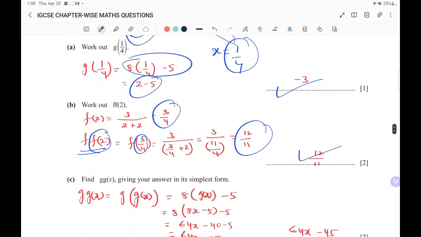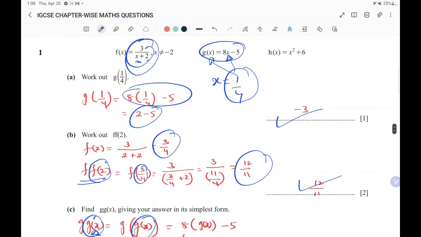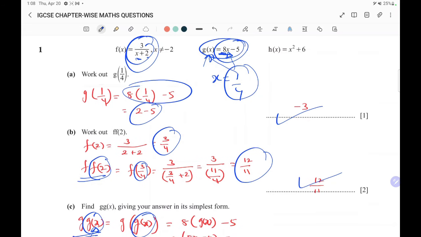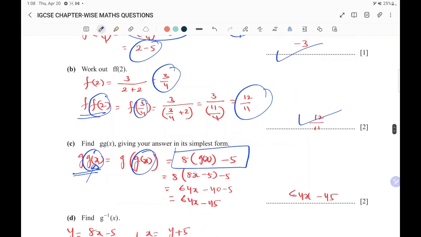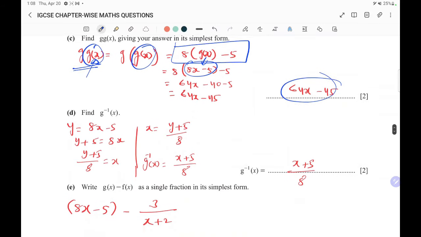Now g of g of x. Instead of x we have to write gx. So what is gx? gx is 8x minus 5. So x has to change to gx, so this is 8gx minus 5. Now gx is 8x minus 5, so replace this gx with 8x minus 5. Just calculate precisely, you will get 64x minus 45.